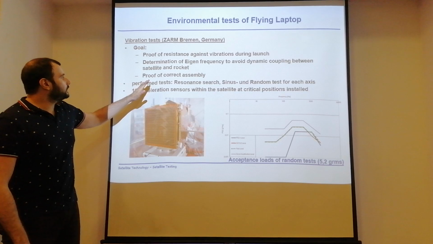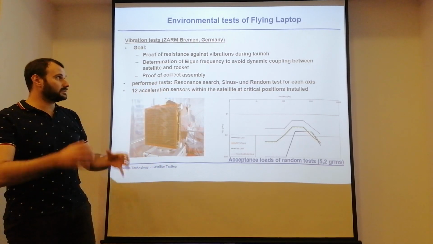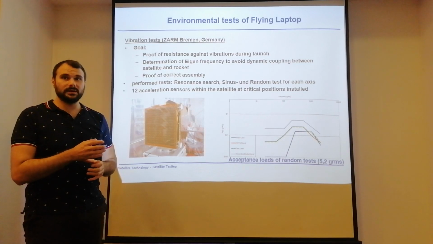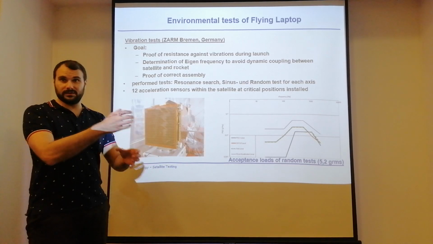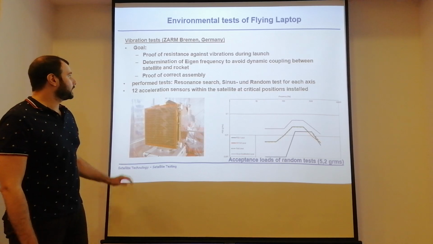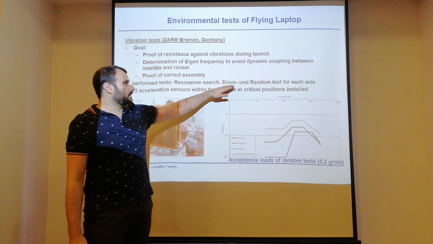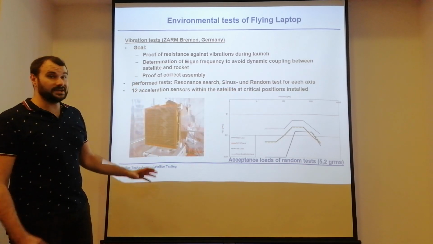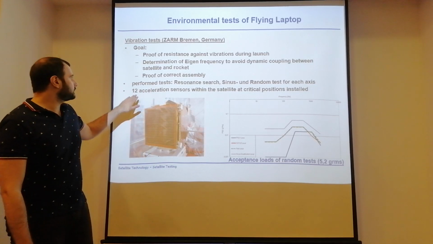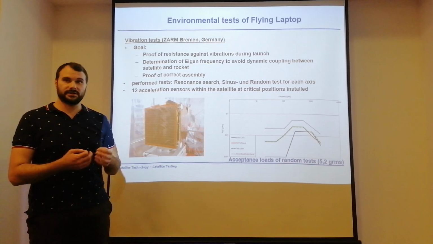And also you want to prove that everything was correctly assembled. By shaking it, if you did put a few screws not into place, you're probably going to realize that during the vibration test, everything falls out of it. Those tests were performed for the resonance search, for sine and random tests for each axis of the satellite. To do that, there were 12 acceleration sensors installed within the satellite at all the critical positions.